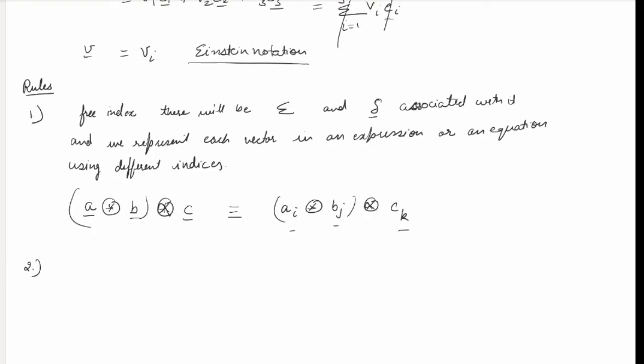Then the second rule is, when the indices repeat, it signifies a dot product. So that means, suppose I have an Einstein notation Ai Bi Ck.